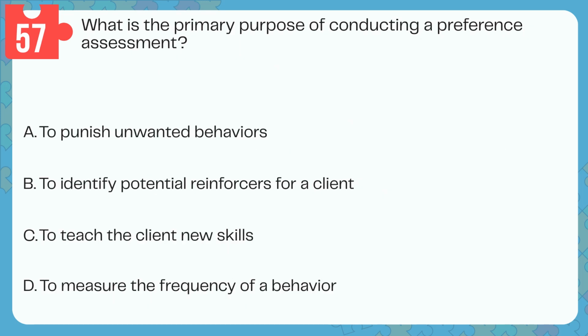Question 57. What is the primary purpose of conducting a preference assessment? A. To punish unwanted behaviors. B. To identify potential reinforcers for a client. C. To teach the client new skills. D. To measure the frequency of a behavior.